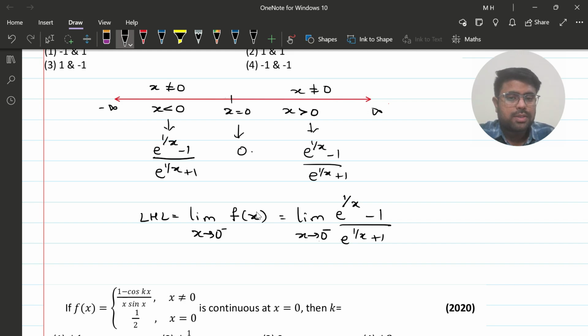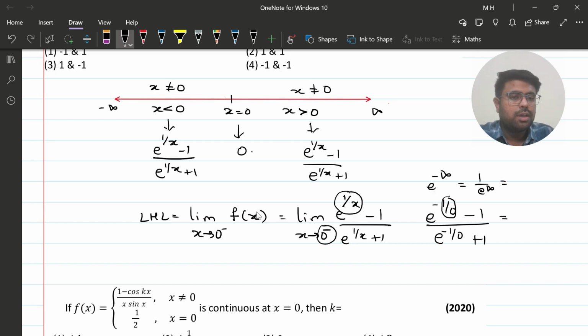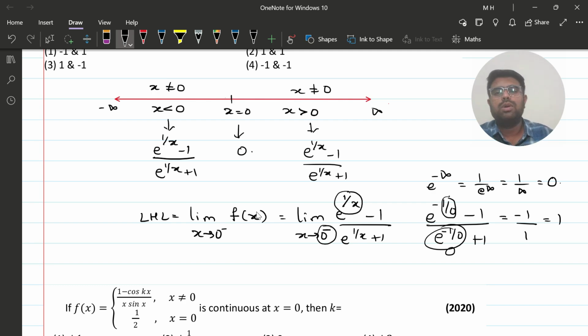Since we are approaching x equal to 0 from the left hand side, this is going to be e raised to minus 1 by 0 minus 1, divided by e raised to again minus 1 by 0 plus 1. So it is going to be e raised to, 1 by 0 is what? Infinity. So e raised to minus infinity is going to be 1 by e raised to infinity, which is 1 by infinity, so therefore 0. So it is going to be minus 1 divided by, this is also 0, so plus 1, which is equal to 1.